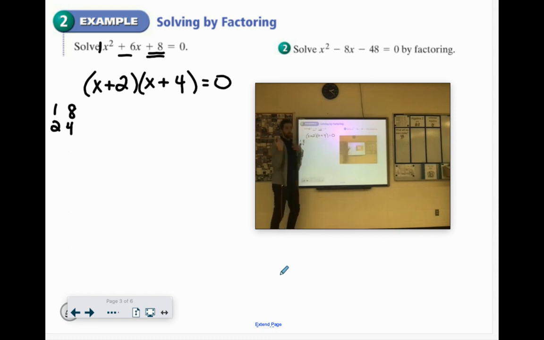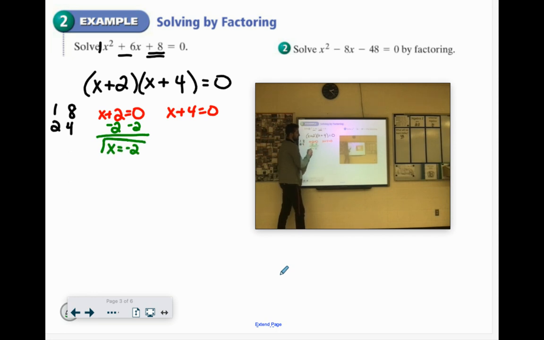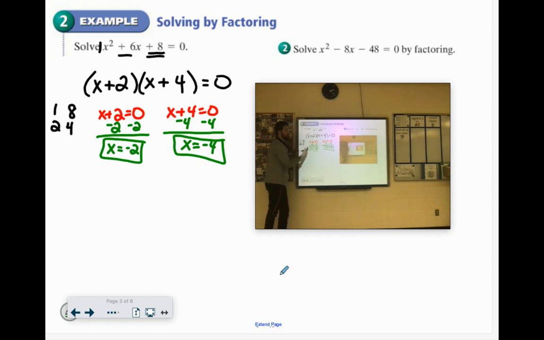And now it looks like the problems we were just doing. So we can do the zero product property, set each part with a variable equal to 0. So we'd say x plus 2 equals 0, and x plus 4 equals 0. Now, if you're solving x plus 2, you would subtract the 2. X equals negative 2. Here you would subtract the 4. X equals negative 4. Now these are both solutions in the original equation.